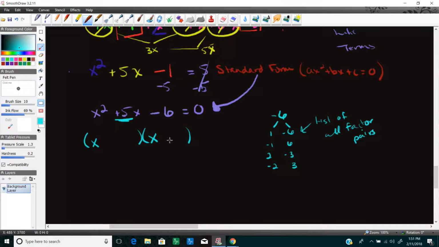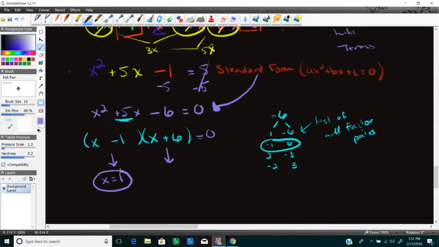So it looks like for me to get a positive 5, I'm going to have to use this combination right here. So minus 1 plus 6. Because if I multiply negative 1 times 6, I get negative 6. And if I add them, I get negative 5. So those have to be my numbers. So this is equal to 0. And solving these two, we get that x is equal to 1.